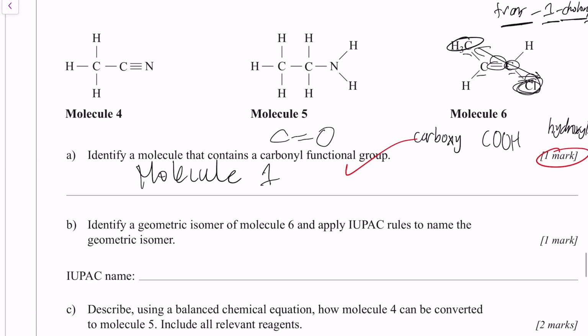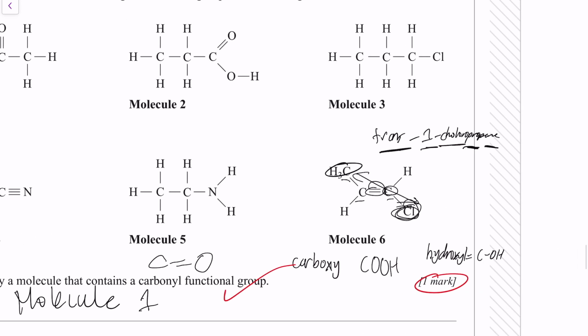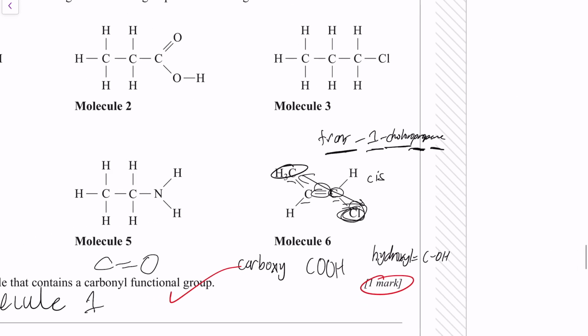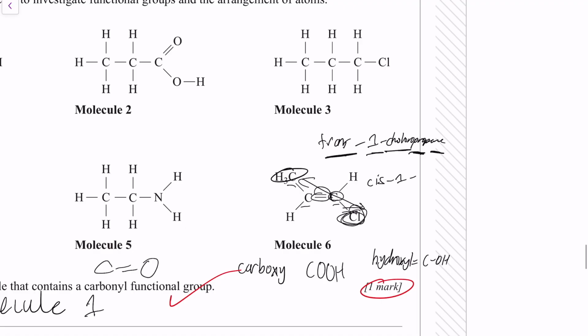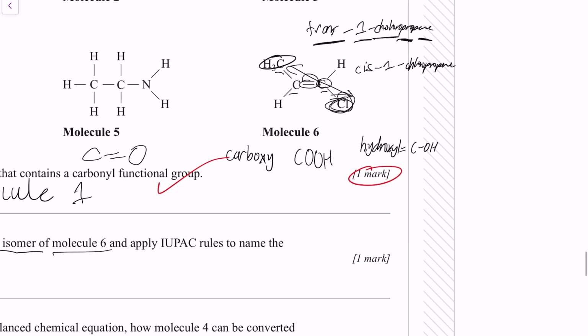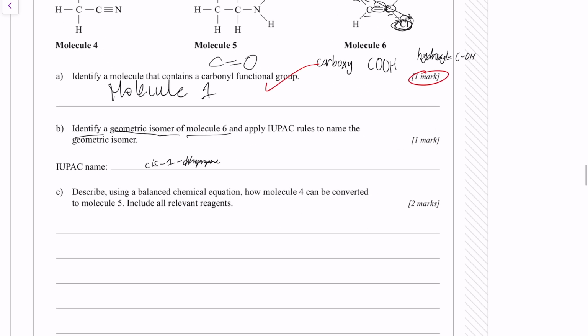However, note the question's asking us to identify a geometric isomer. So basically the other geometric version that we can have for molecule 6. So essentially the opposite of trans is cis in geometric isomerism, and it would just be cis 1 chloropropene as our answer there. I'll just copy that. Alright, that's that tick mark there.